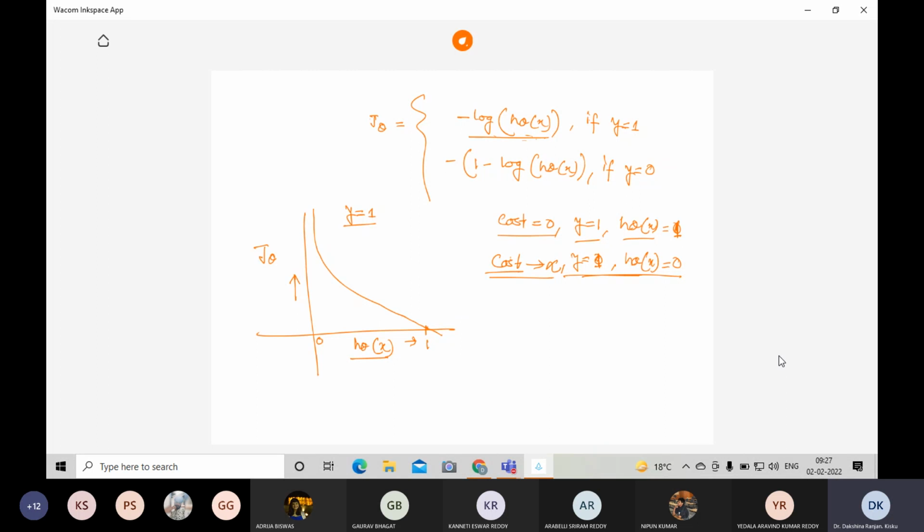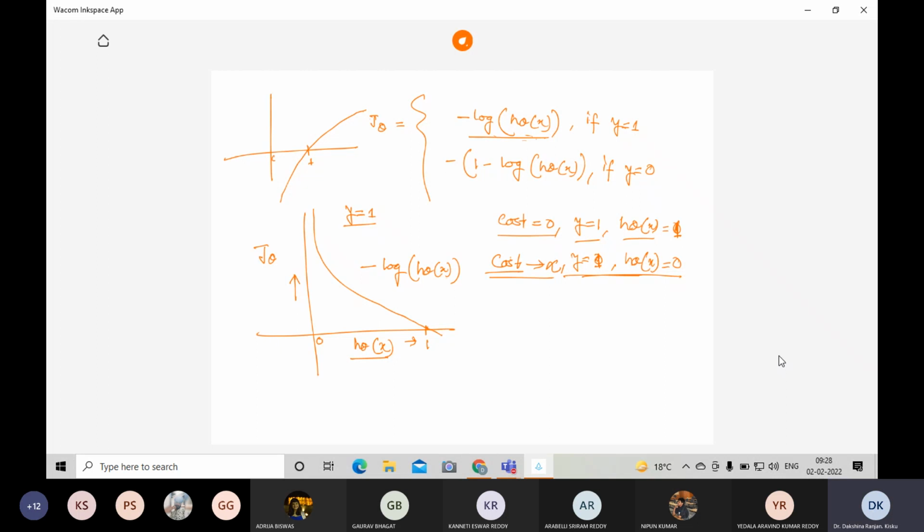So we get this function for minus log of h theta x. We get this curve for minus log of h theta x when y is found to be 1 and h theta x is found to be 1. Originally, if we see log of h theta x, or log of z, then this curve will look like this.